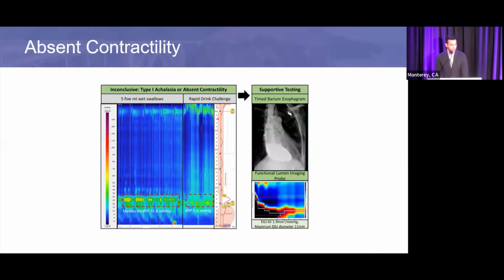If you do FLIP on these studies, and for those of you who aren't familiar with EndoFLIP, it's a soft balloon that primarily measures what's called the distensibility index, which accounts for surface area as well as intrabolus pressure at the LES. And in someone with achalasia or poor distensibility of the LES, that distensibility index will be low. So that's a good confirmatory study as well for this.